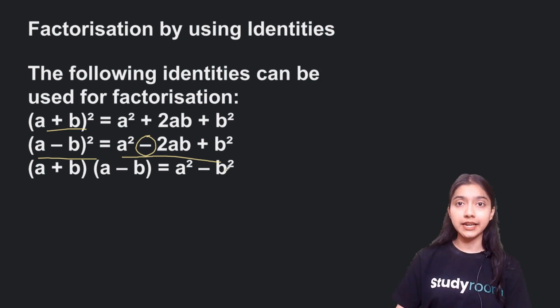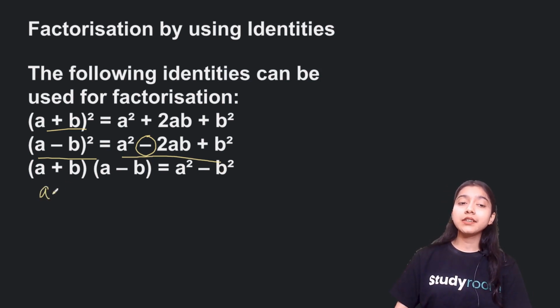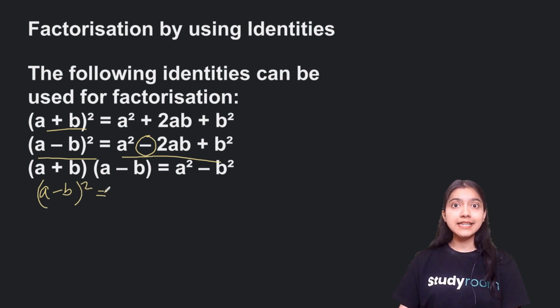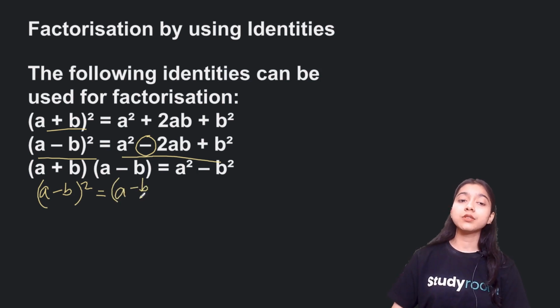Just the difference of this negative sign. Now I'll prove it and show. So we have (A minus B) whole square. Now (A minus B) whole square can be written as (A minus B) multiplied with (A minus B).